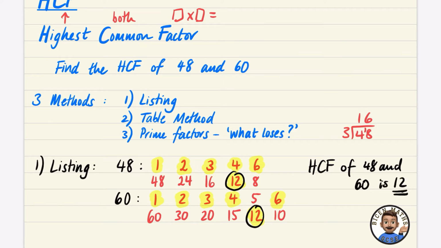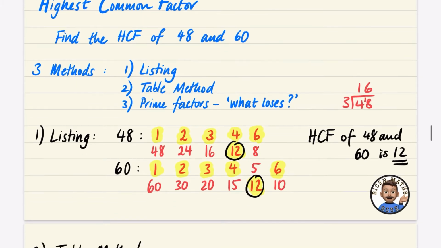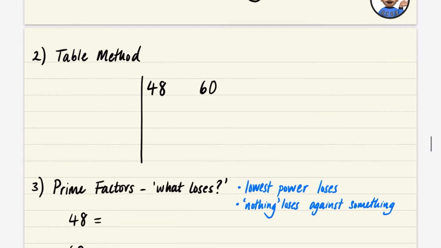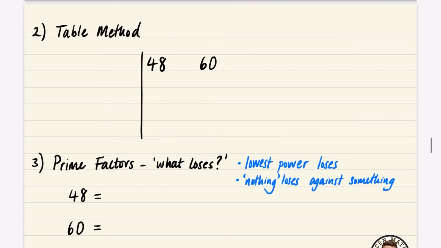That is method 1, the listing method. Let's have a look at the table method and see what's going on with this one. With the table method, we take the 2 numbers we're trying to find the highest common factor of, which is 48 and 60. And then down the side here, we're going to write some factors. You don't need to write this word factors, okay?